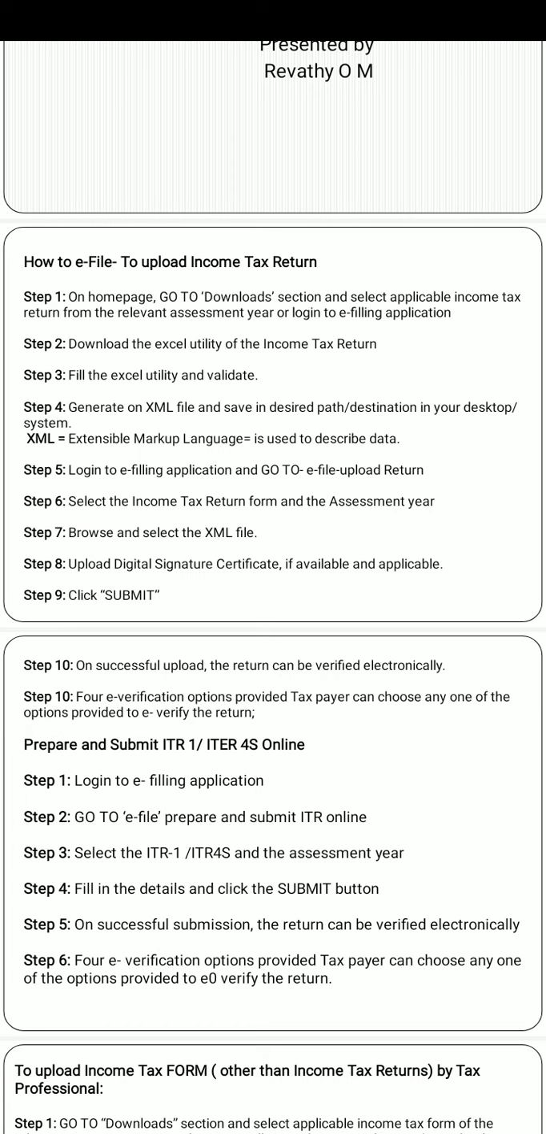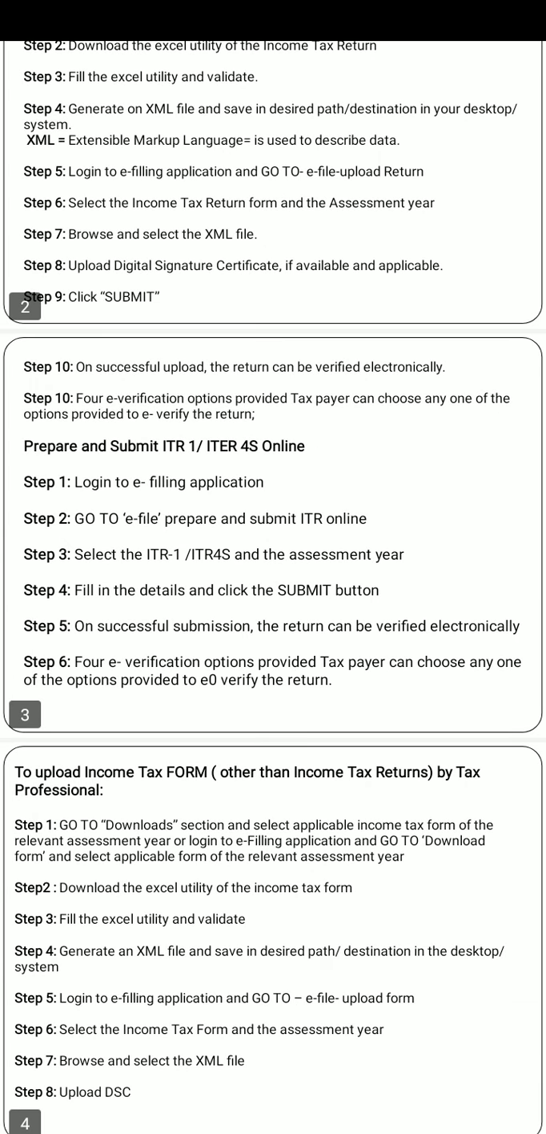The next topic is how to upload an income tax form, that is, forms other than the income tax return, by a tax professional. There are various steps to upload the income tax form. The first step is to go to the download section and select the applicable income tax form for the relevant assessment year, or log into the e-filing application, go to download form and select the applicable form. We already discussed this step in e-filing the income tax return.